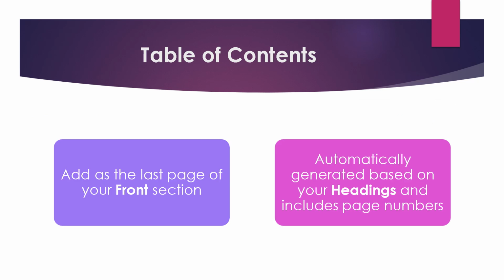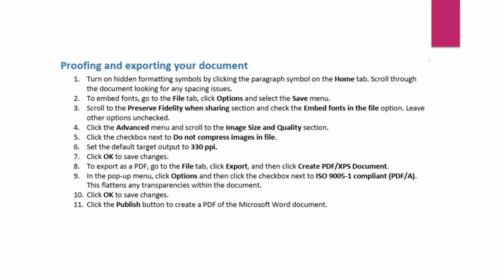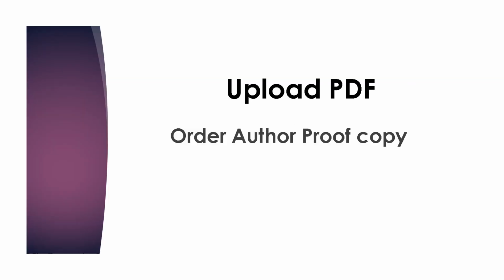Add a table of contents as the last page of your front matter. Make sure it appears on an odd page. Follow the KDP guide to proof, then export your document as a PDF file. I also review the generated PDF to make sure everything looks right. Upload your file to KDP.